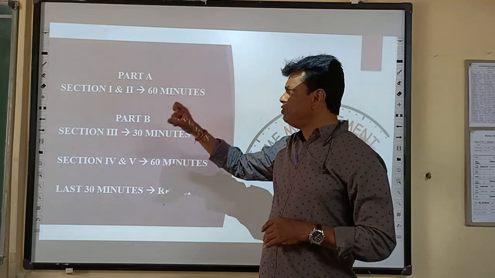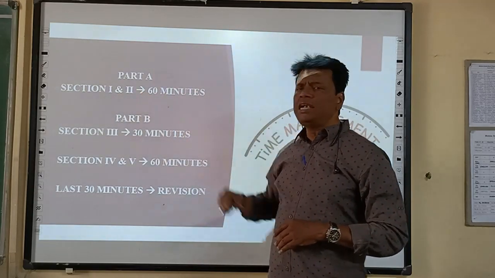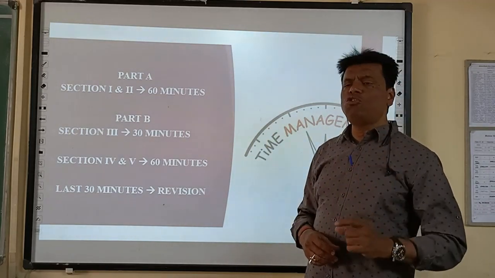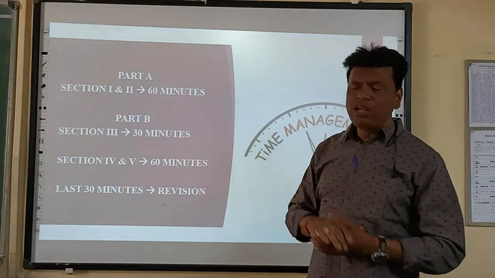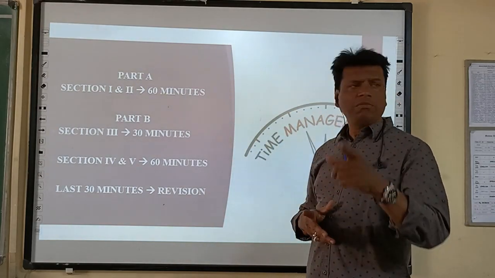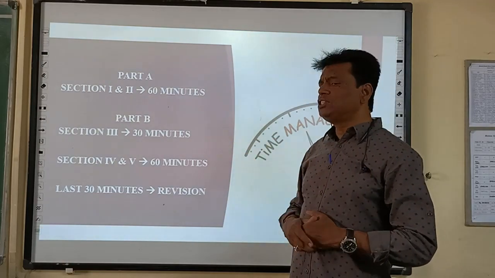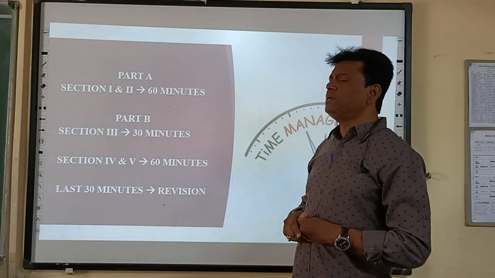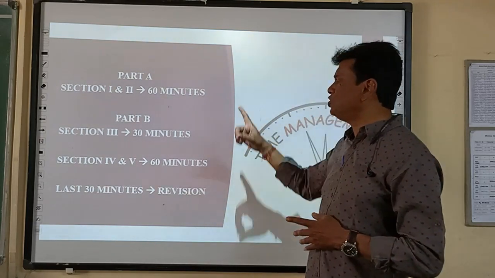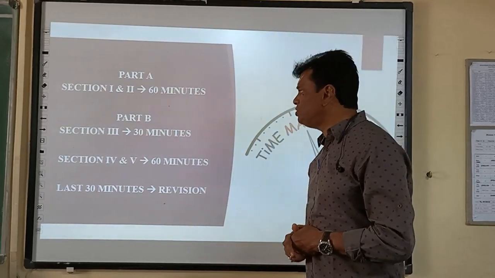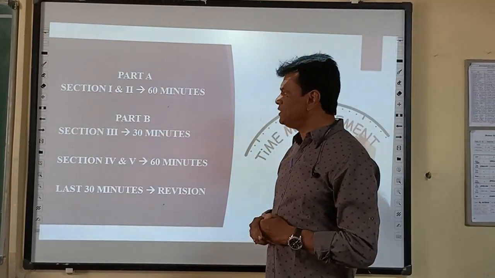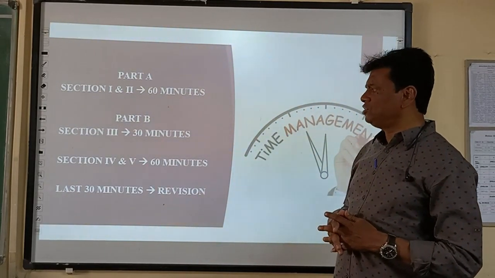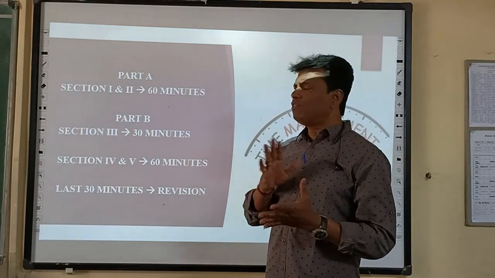So 60 minutes you have to spend on section 1 and 2, where you have 16 very short type questions, and there are 4 case study based questions of 4 marks each, 16 marks in all. So almost 16 plus 16, 32 questions are there, which you have to complete within 60 minutes. And then you have part B, that is section 3. Section 3 is where you have to spend 30 minutes. And what is that section 3?